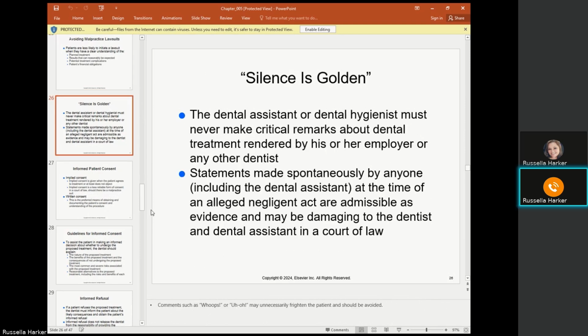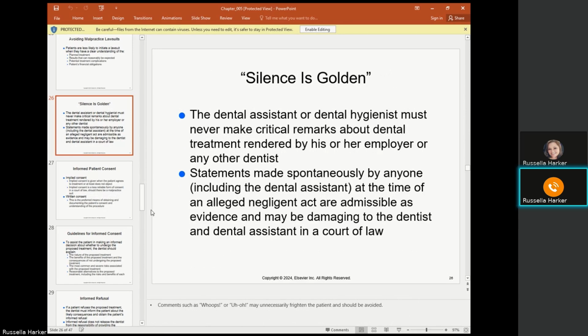In the next slide, it says silence is golden. What that means is you should never make a derogatory remark about dental treatment rendered by your employer or any other dentist. If you don't have anything nice to say, don't say anything at all, basically. Statements made spontaneously by anyone, including the assistant, at the time of an alleged negligent act are admissible as evidence and can be damaging to the dentist and dental assistant in a court of law.